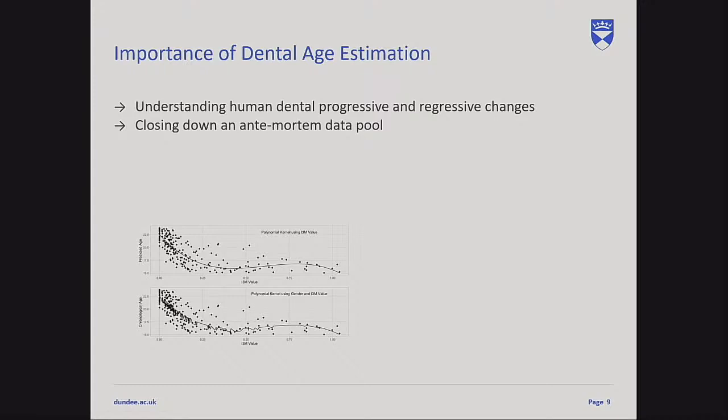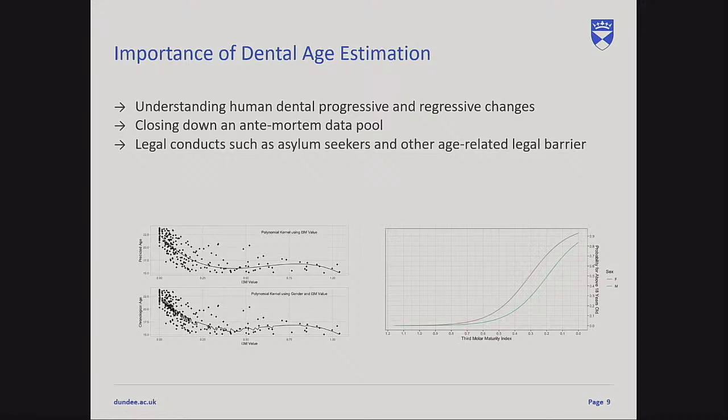Normally, if we do age estimation for a linear one, we will do it in the form of regression. And the second one is if we have some legal conduct. Let's say that we don't know if someone is above or below 18 years old in the legal justice system. So we need to know whether the person is above 18 or below 18. In that part, we do a logistic regression.